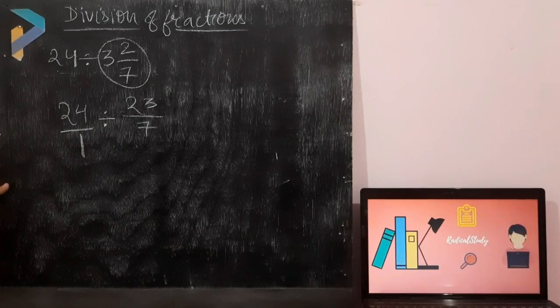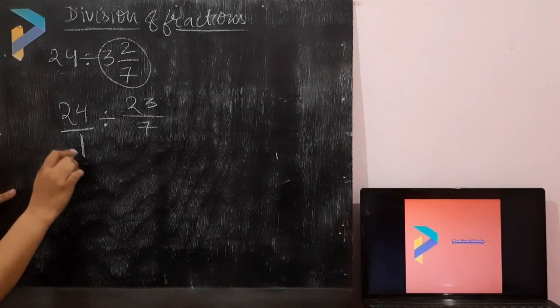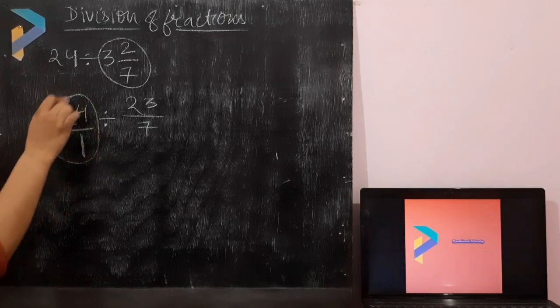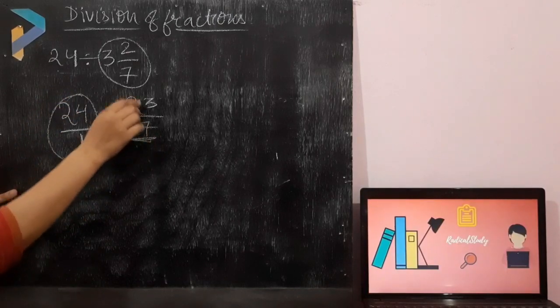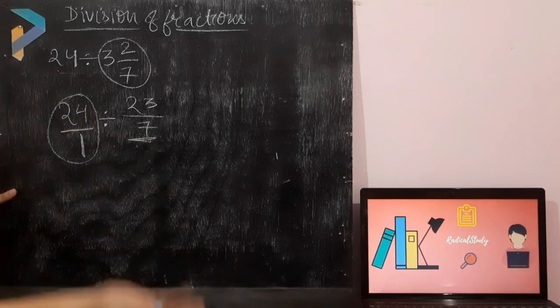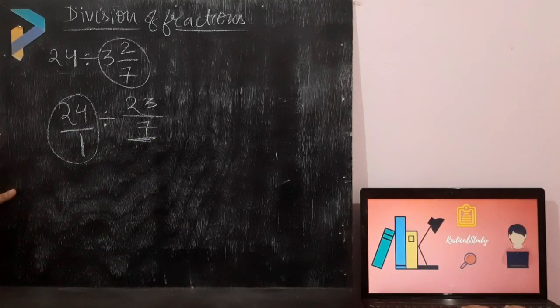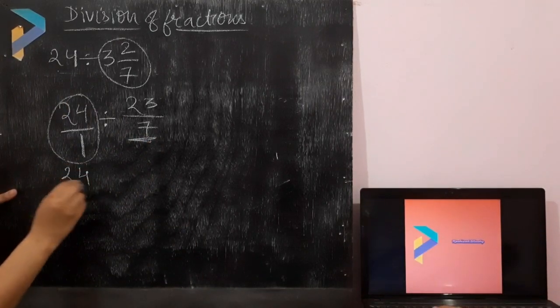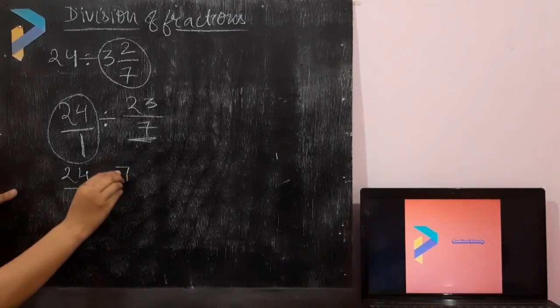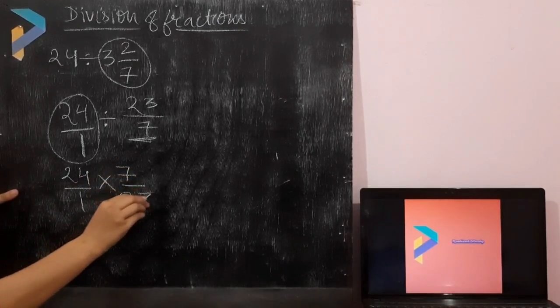So as per the rule, the first fraction will remain unchanged. इस पे कोई effect नहीं पड़ेगा. Now the second fraction 23 upon 7, it will be reciprocated. हम लोग इसका reciprocal निकाल लेंगे. So 24 upon 1 multiplied by 7 upon 23.